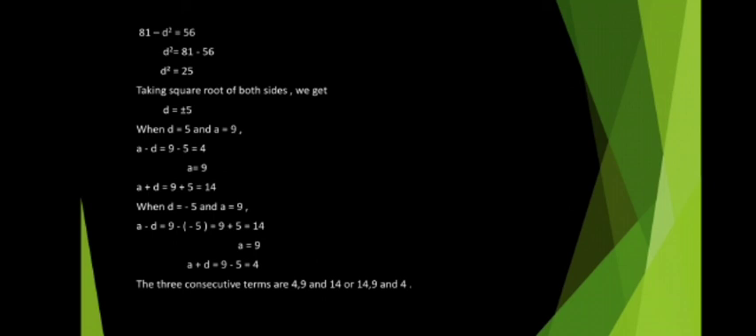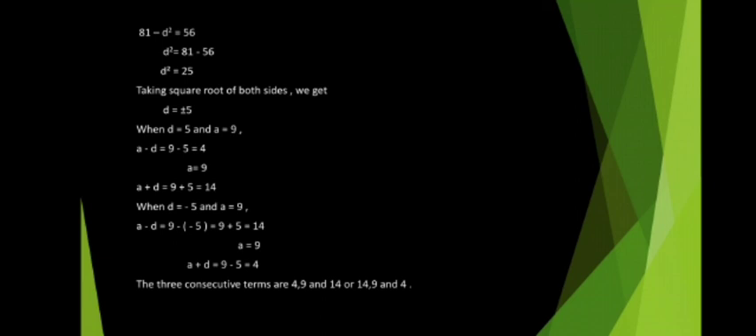We'll take first d is equal to plus 5 and a is equal to 9. What was the first term? The first term was a minus d. So a minus d is equal to, the value of a is 9 and d is 5. So 9 minus 5 is equal to 4. Then the second term was a. So a is equal to 9. And what was the third term? It was a plus d. So 9 plus 5 is equal to 14. This is one condition.